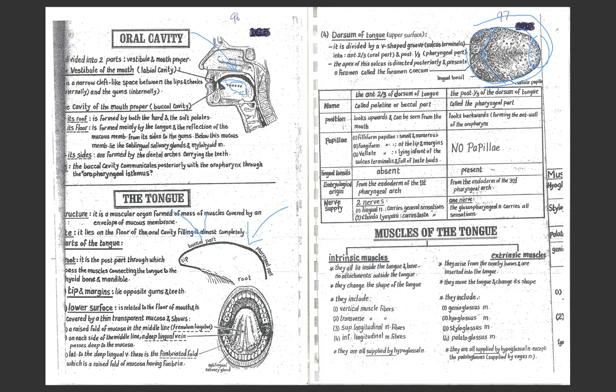So the anterior two third and the posterior one third. We have to differentiate between them. The name of the anterior two third is the buccal part. The name of the posterior one third is the pharyngeal part. And the anterior two third was also the oral part, right? Yes.